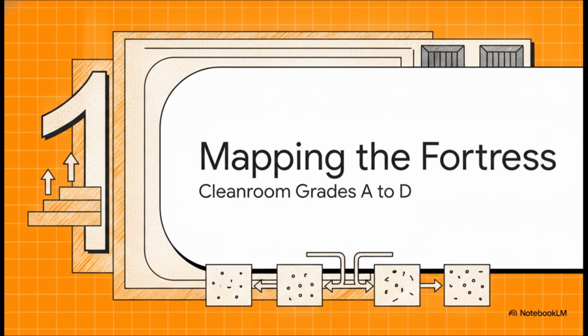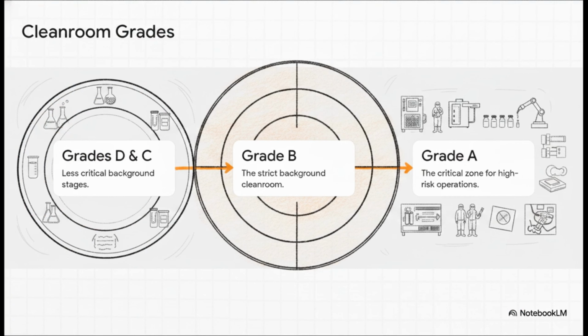Section 1. Mapping the fortress. Cleanroom grades A to D. Let's get into it. You can kind of think of this blueprint like the rings of a giant target. We start out in grades D and C. Those are used for the less critical material preparation. Then we step inward into grade B, which is the strict background cleanroom. And finally, we hit the bullseye, grade A. That's the ultra-pure critical zone reserved for the really high-risk operations, like filling vials with liquid medicine.